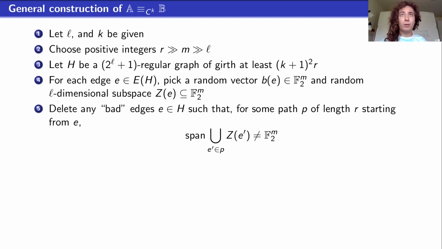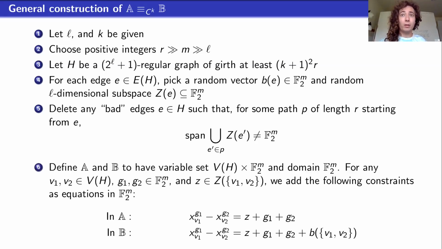Now I haven't told you what the two instances A and B are. So here's how they're defined. A and B are going to be unique games instances where the variable set is the vertices of this graph H cross the vector space. Down below, this is what a typical variable looks like. I've written the vertex index as a subscript and the vector index as a superscript. And the domain is the vector space F2^M as well, so you have to assign variables values in this vector space.